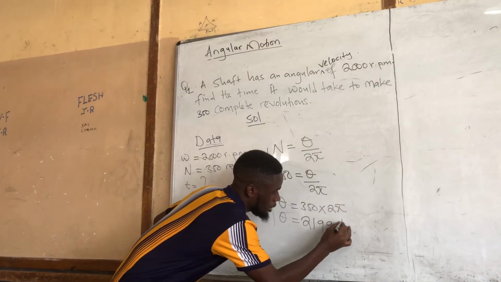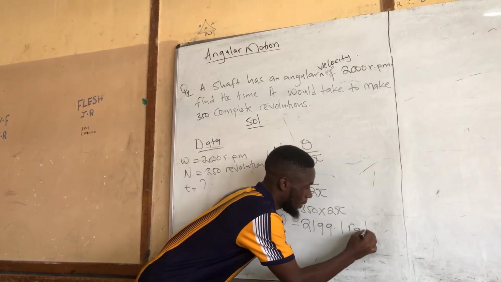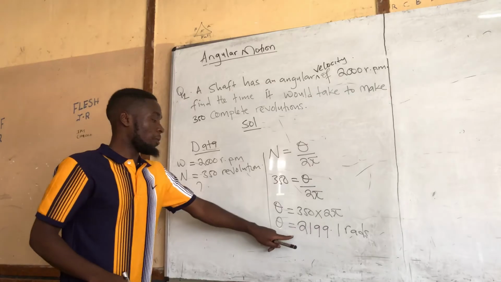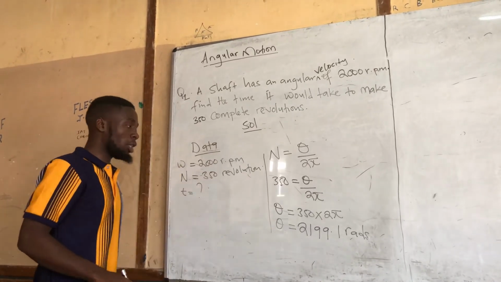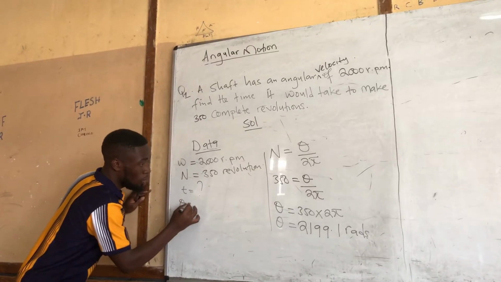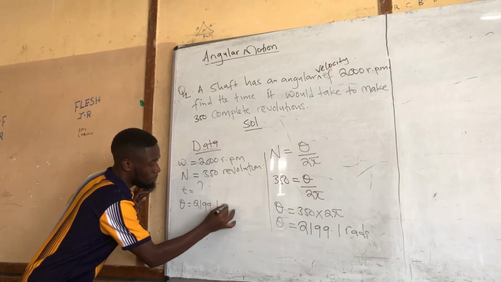91 point what? Point 1. Yes. Point 1 what? Lads here. So we have found the what? The displacement, or the what? The angle turned through. So meaning you have what? 199 point what? Point 1 what? Lads here.